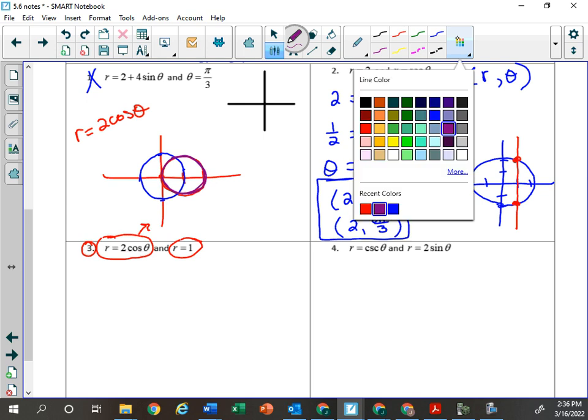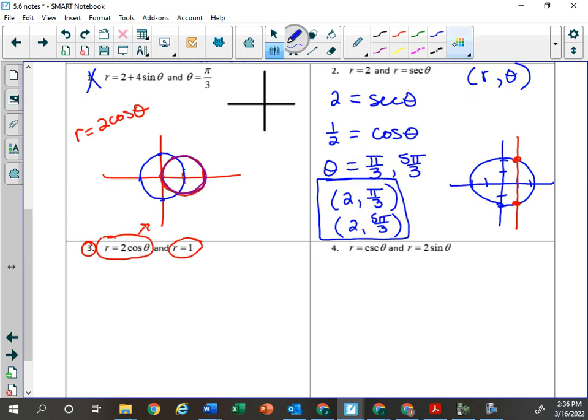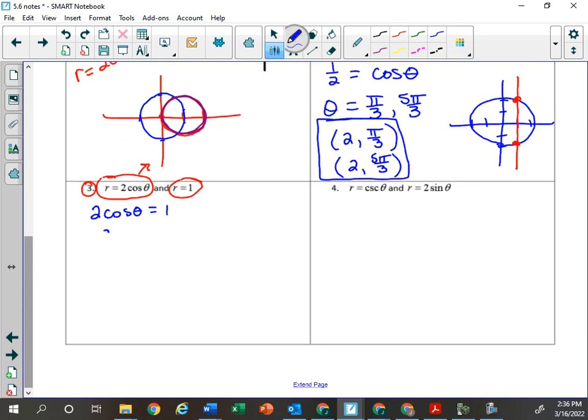All right, guys, let me go through it. So algebraically, you can do 2 cosine theta equals 1. So I get cosine theta equals 1/2. And same as our last problem, that's pi over 3 and 5 pi over 3. We're okay with that? Okay. What does r equal when theta is pi over 3 or 5 pi over 3?